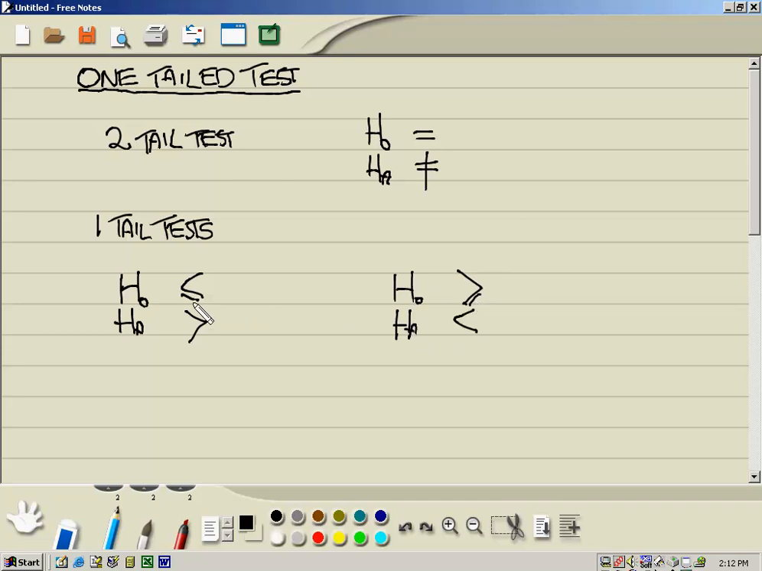In both cases, the equal sign is in the null, but beyond that, you could have greater than or less than in each hypothesis. So the question becomes, which tail test do we do for the particular example? As we'll go through, you'll notice that I do my logic a particular way. There are actually two ways of deciding which tail test.